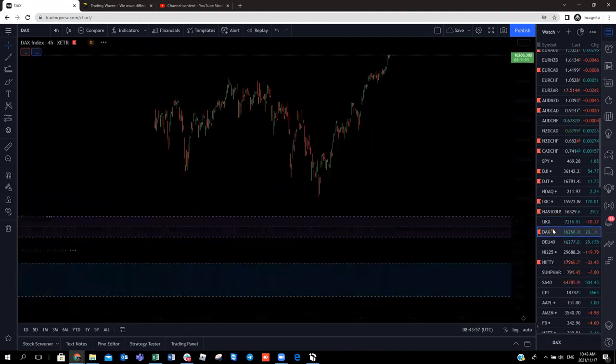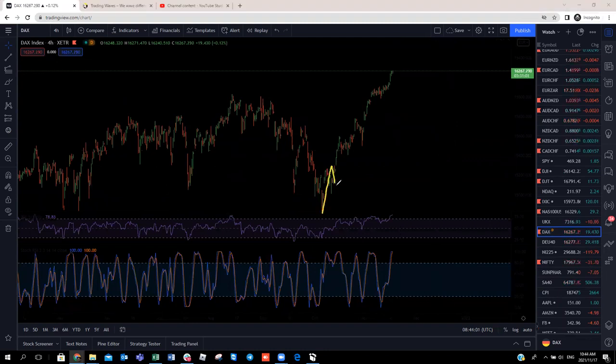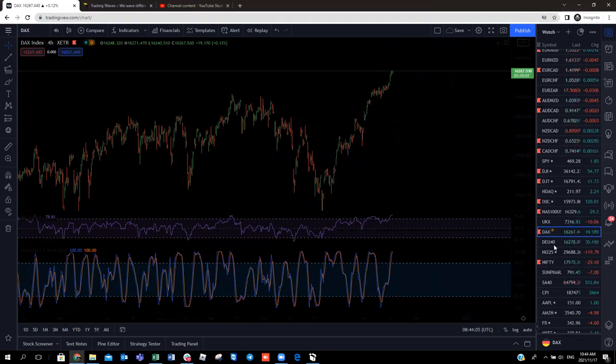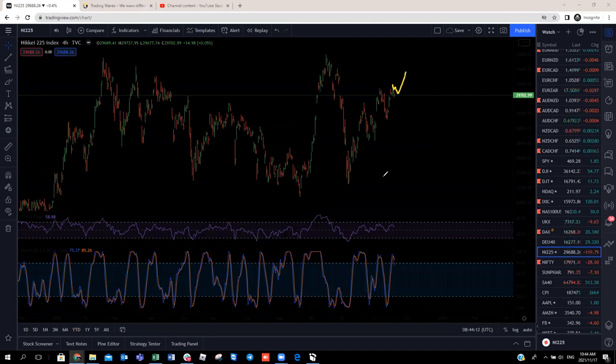DAX pushing up higher, extended wave 5, wave 1, 2, 3, 4, extended wave 5 there on the DAX. Nikkei continues to push up higher. We'll see this one push to the upside. Could be getting this one to start as a diagonal with 1, 2, 3, 4, 5. Then we get a pullback and then we'll see more upside.